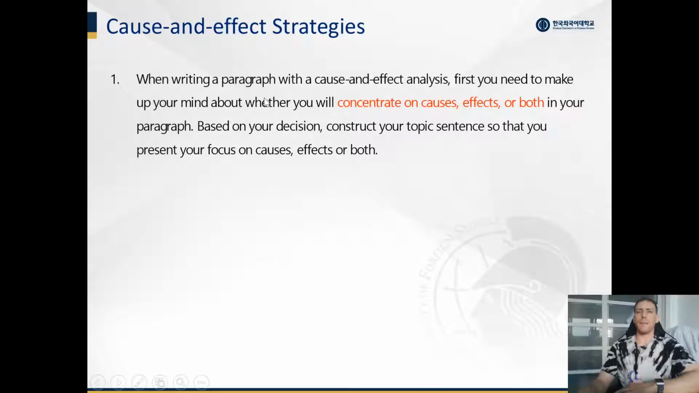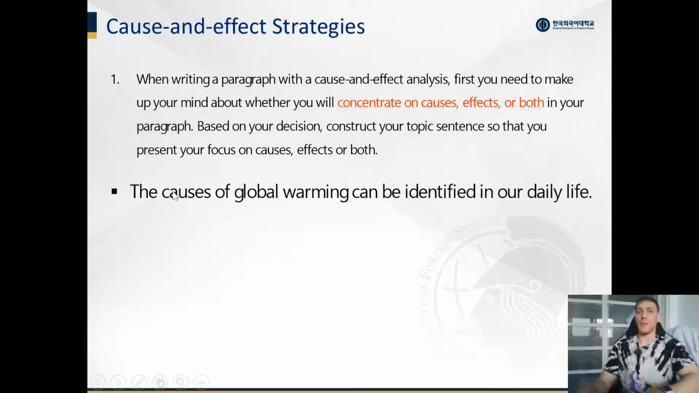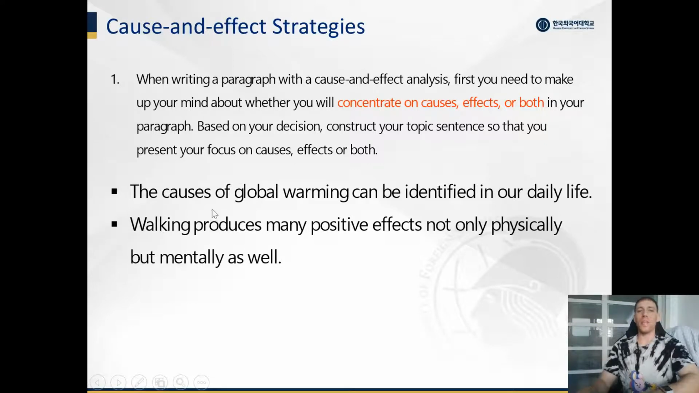When writing a paragraph with cause and effect analysis, like looking at it and writing about it, first you need to make up your mind. So we've made a choice. Is it going to be about both, like this? And then we make our topic sentence. So here are our examples. The causes of global warming can be identified in our daily life. So we're focusing on causes. Next one, walking produces many positive effects, not only physically, but mentally as well.